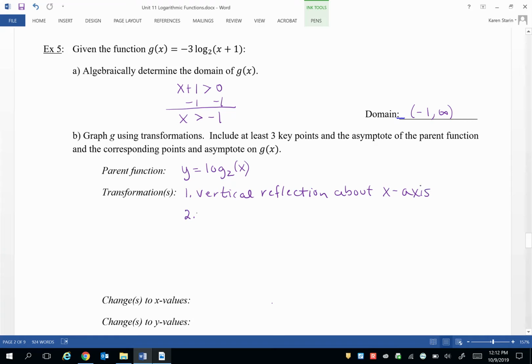The next transformation that I read is this number 3, and that's a vertical stretch by a factor of 3. The next transformation I read is the plus 1. Well, that is in the argument. It's quote-unquote happening to the x, so that's a horizontal shift left 1 unit.